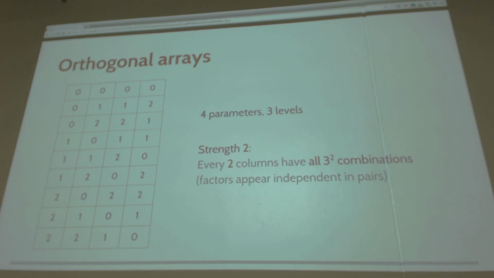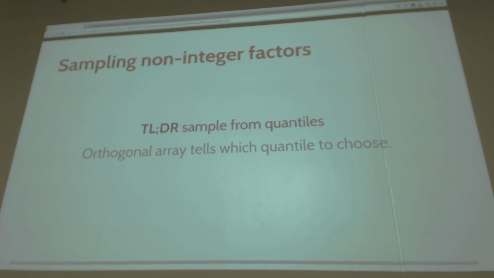All right, now just one final point about experiment design. What if the factors we're looking at are not integers? How do we choose the levels for a continuous factor in a way that we cover the input space in a representative way, if choosing each level the same number of times? The short answer is that you should choose levels corresponding to quantiles of the distribution of the factor. And the design only tells you which quantile to choose.